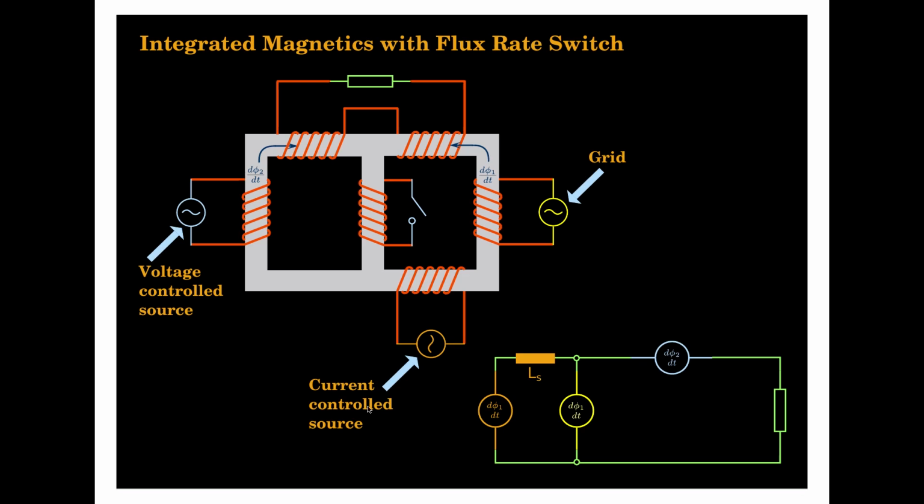This current control source can take up all the reactive part of the power, and the grid can give only the active part. So once the current control source takes away the reactive part, automatically only the active part is drawn from the grid. So you can see that you can do var compensation with this current control source. So these are the many uses that one can have in this kind of an integrated magnetics type of schematic.